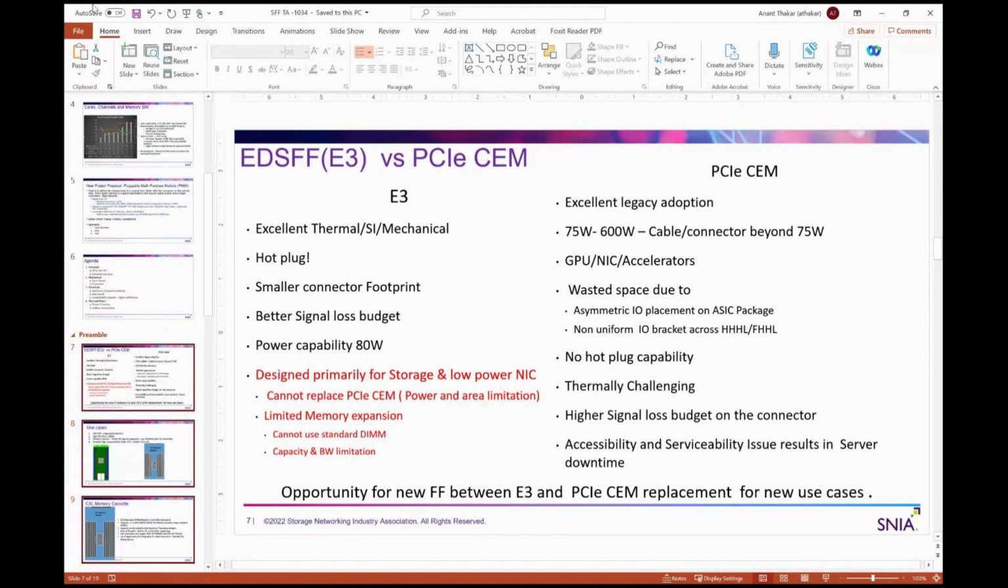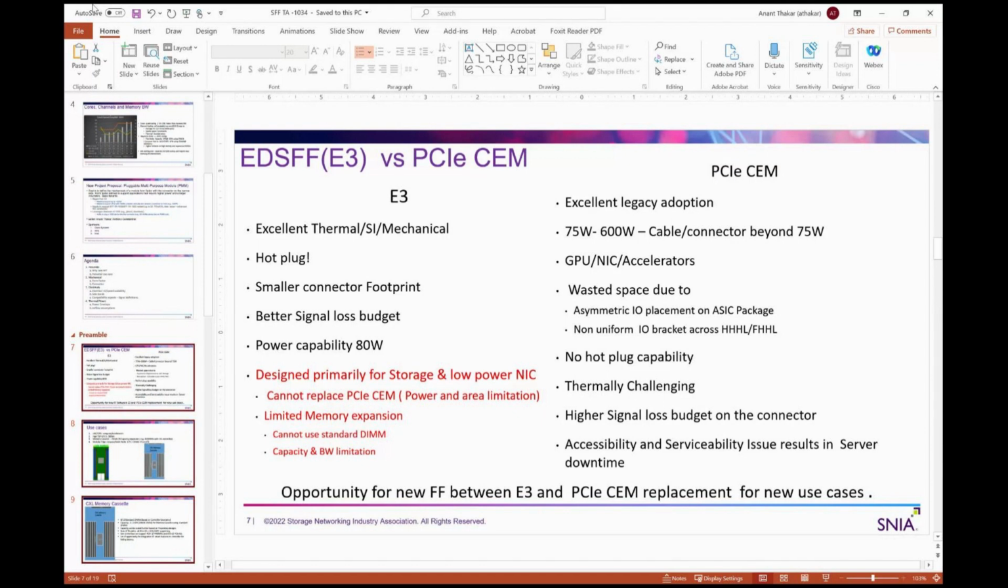Accessibility and serviceability issues result in server downtime. If you really want to change a DIMM, you have to power down the server and then change it. With that, E3 basically solves a lot of the issues, and it is fundamentally limited only to 80 watt, correct? That is the challenge right now. Even the 80 watt thermal is extremely difficult to pull off in a constrained system.